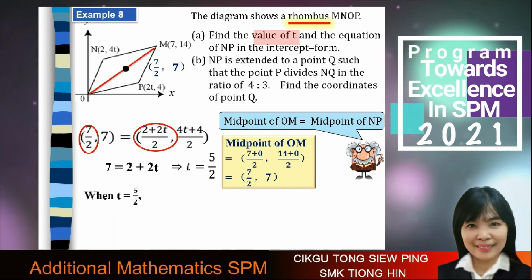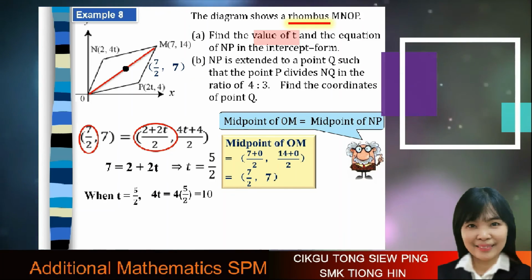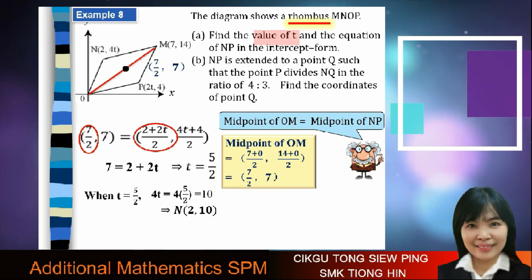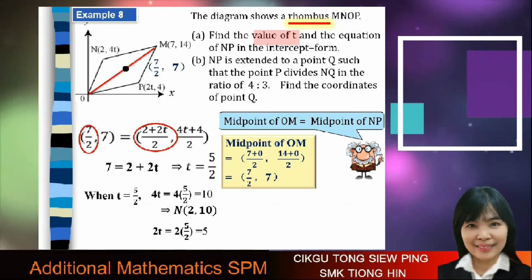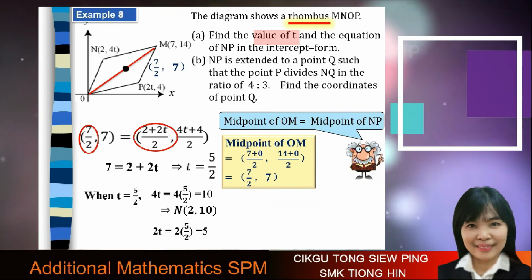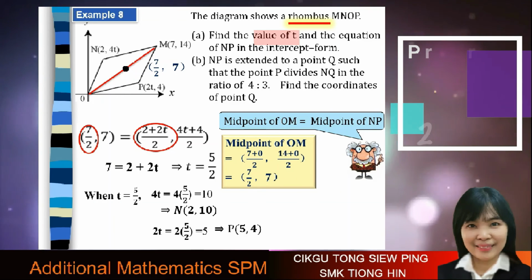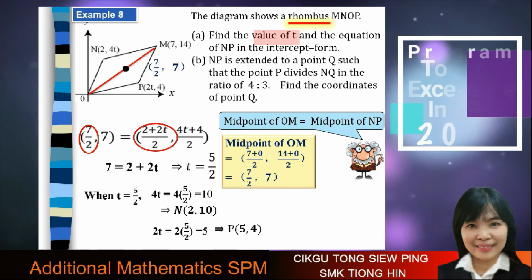When t is 5 over 2, 4t is equal to 10. So the coordinate of N is 2 and 10. Substitute 5 over 2 into 2t. We get 2t is equal to 5. Therefore, the coordinates of P are 5 and 4.